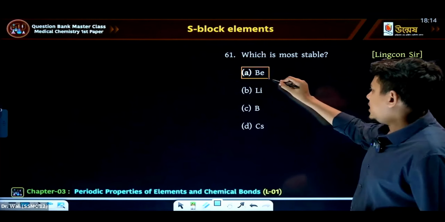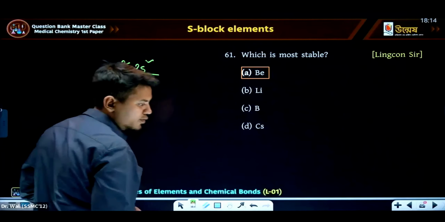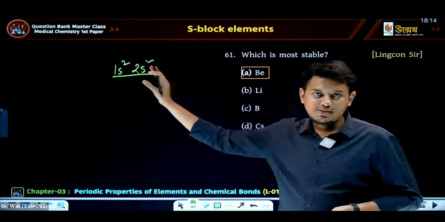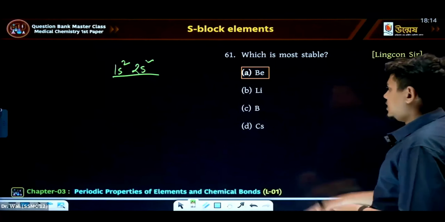Which is most stable? Most stable, I think, beryllium, because if you look at the configuration of beryllium, it is like this: 1s2, 2s2. We know that half-filled and full-filled orbitals are stable, and an s subshell containing the maximum number of electrons that it can hold certainly represents stability. So the answer will be beryllium.